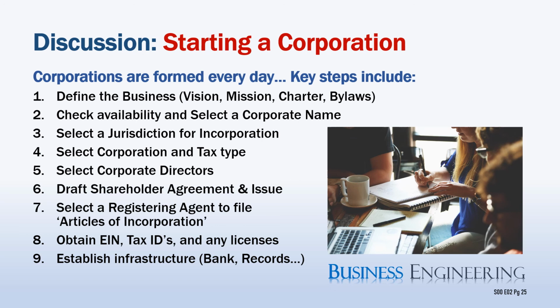Third, select a jurisdiction for the incorporation. What country and or what state will it be incorporated in and operate under those laws? Next, depending upon the jurisdiction, select a particular corporation type and tax type. Identify your corporate directors, draft a shareholder agreement, and issue the initial round of stock. In many cases, select a registering agent, and that agent will file the articles of incorporation.